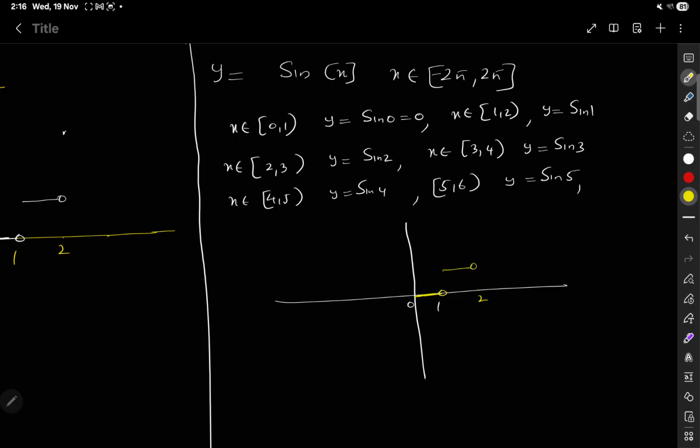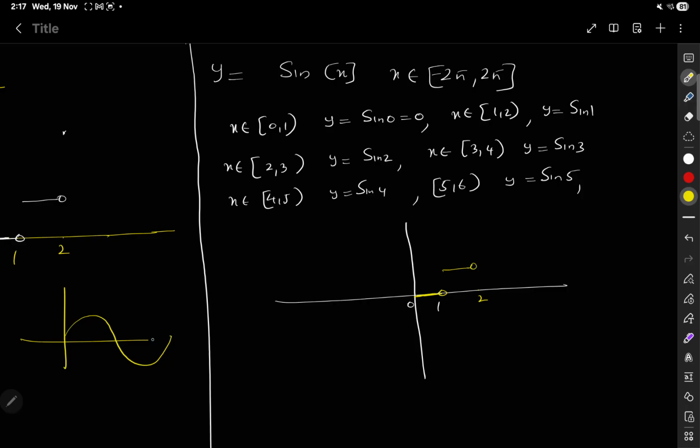From 2 to 3, what is the value? Sine 2. Sine 2 is lying between 0 and 1 because 2 is 114 degree. What is the value of sine 2? We don't know, but we can say whether sine 2 is greater than sine 1 or less than sine 1. You can draw this graph of sine x here.